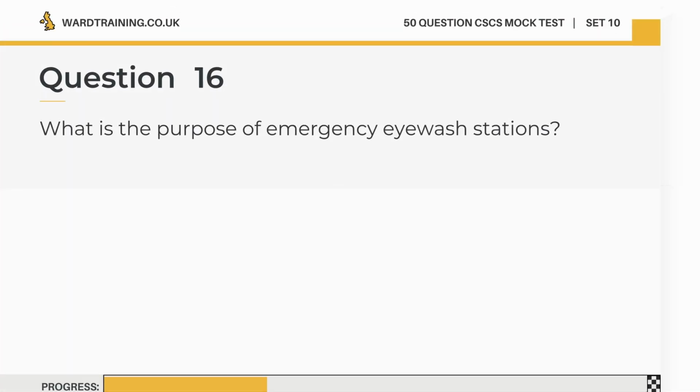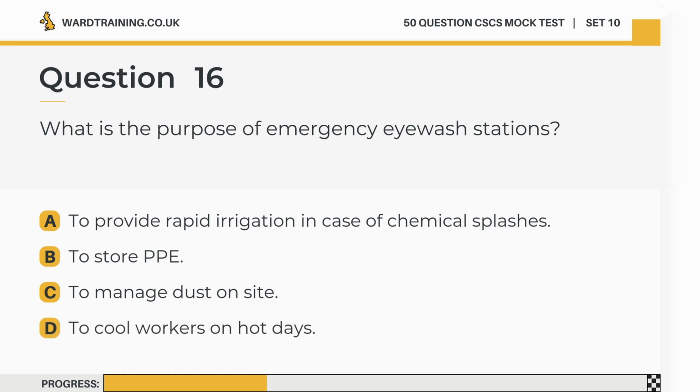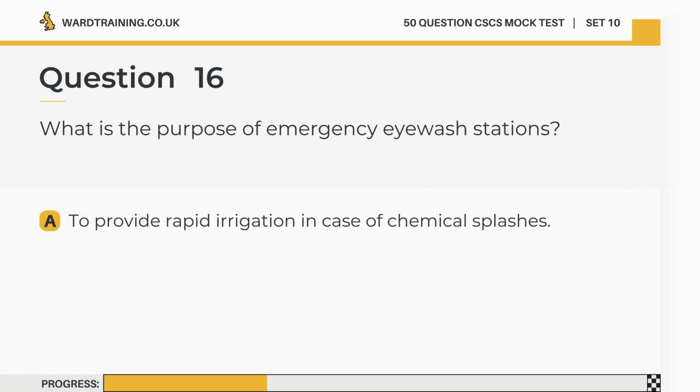Let's move on to the next question. Question 16. What is the purpose of emergency eye wash stations? A. To provide rapid irrigation in case of chemical splashes. B. To store PPE. C. To manage dust on site. D. To cool workers on hot days. The correct answer is A. To provide rapid irrigation in case of chemical splashes.